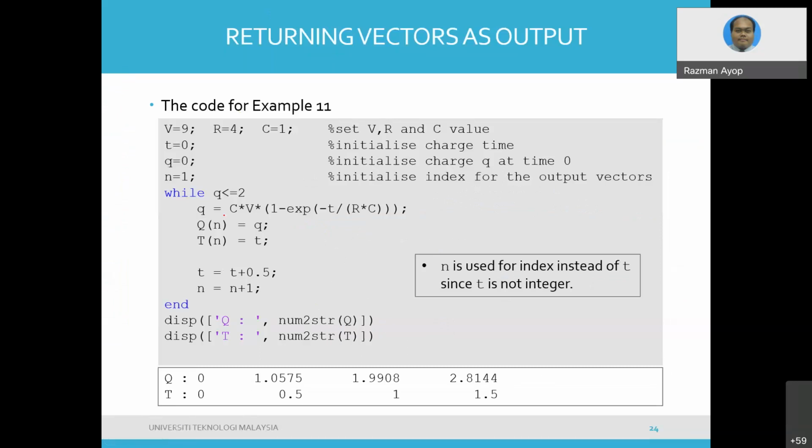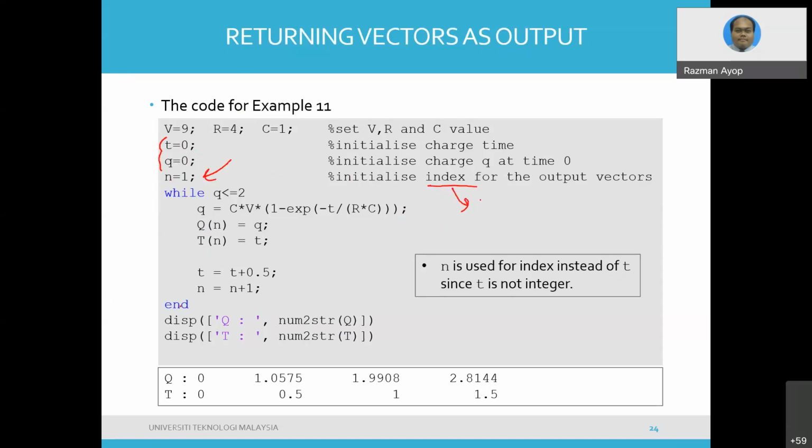Okay, so if you want to print it outside of the loop, you have to store the value. So how to store the value? You don't want only the initial of the parameter that you want to use. You also need to create an index to store the value. Why do you have to create another parameter?